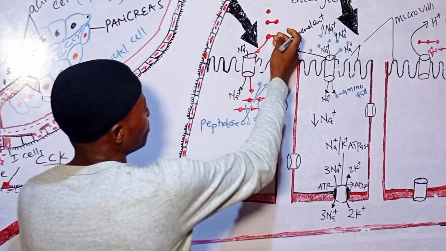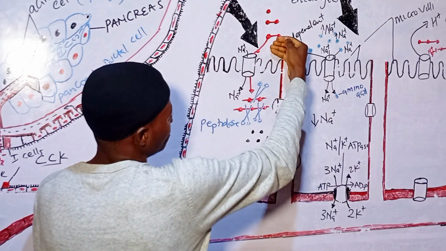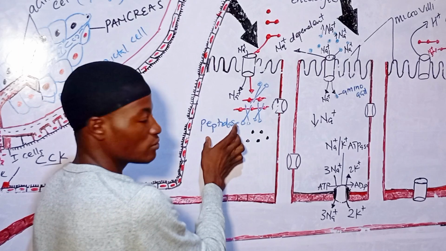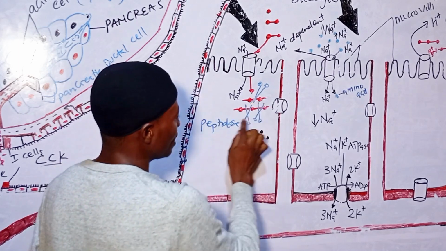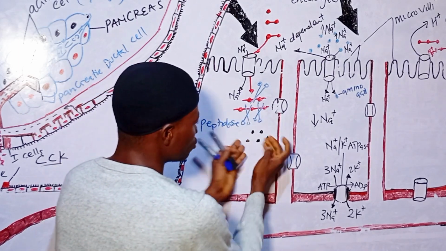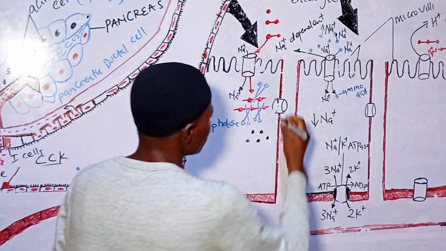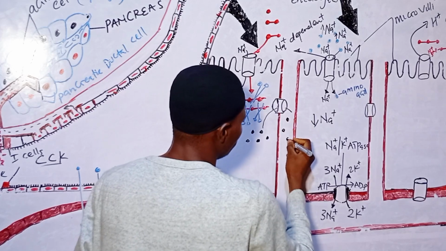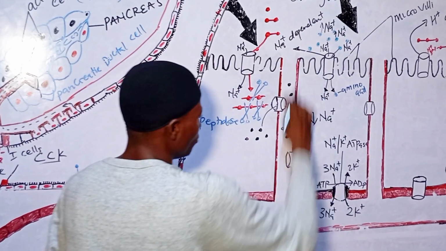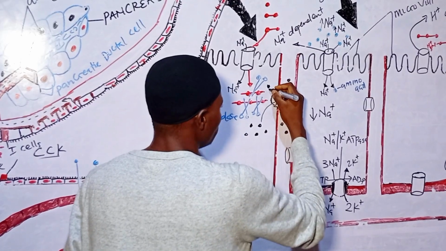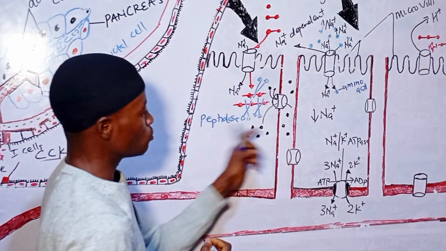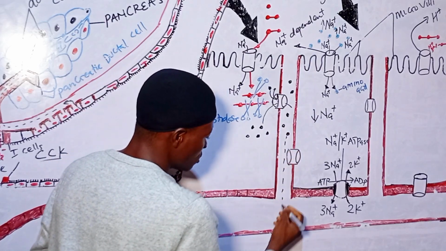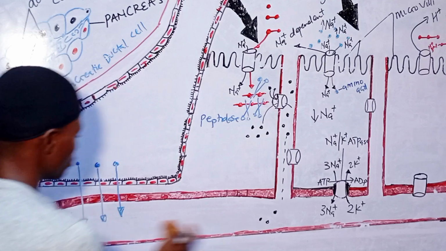Once the dipeptide and the tripeptide enter the enterocyte, there is a peptidase enzyme present in the cytosol of the enterocyte that will act on the dipeptide and also the tripeptide and convert them into free amino acids. Then the free amino acid can move freely and enter the blood vessel. So amino acid is available in the blood vessel now. Then it can be transported into the systemic circulation and get transported to the liver.